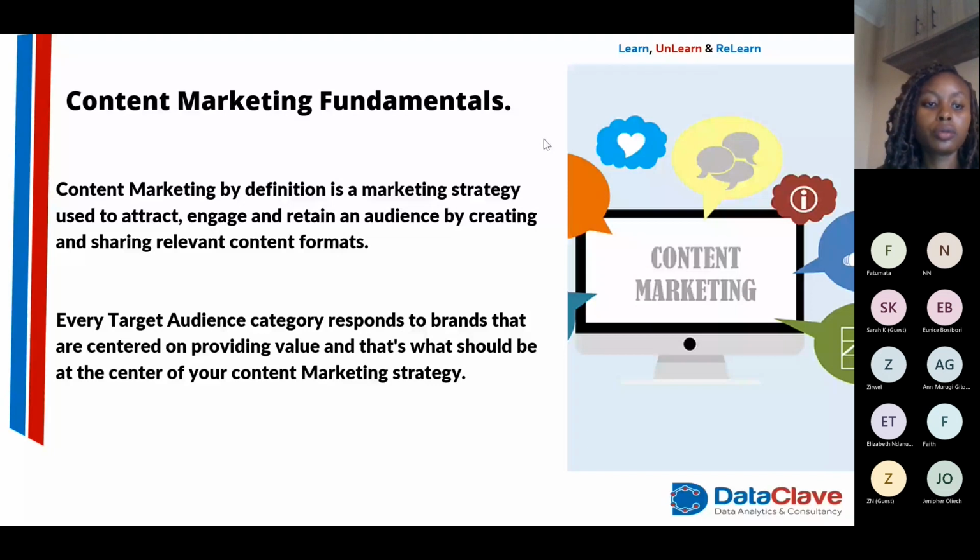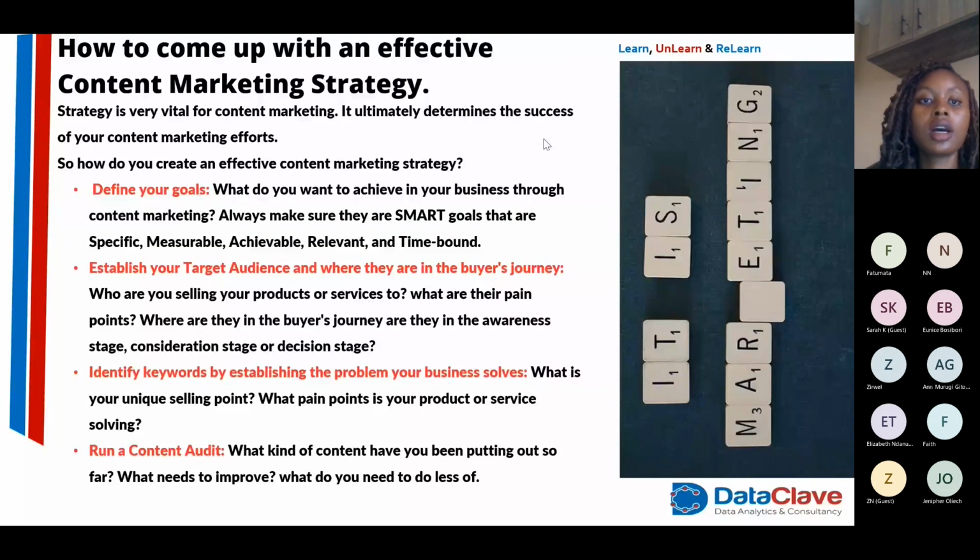For you to come up with a content marketing strategy, there are a few things you need to do. How do you come up with an effective content marketing strategy? Because strategy is very vital in content marketing. You can't just create content without having a strategy in mind, because if you don't have a strategy, your content won't have success. You won't have any results from the content you're putting out.